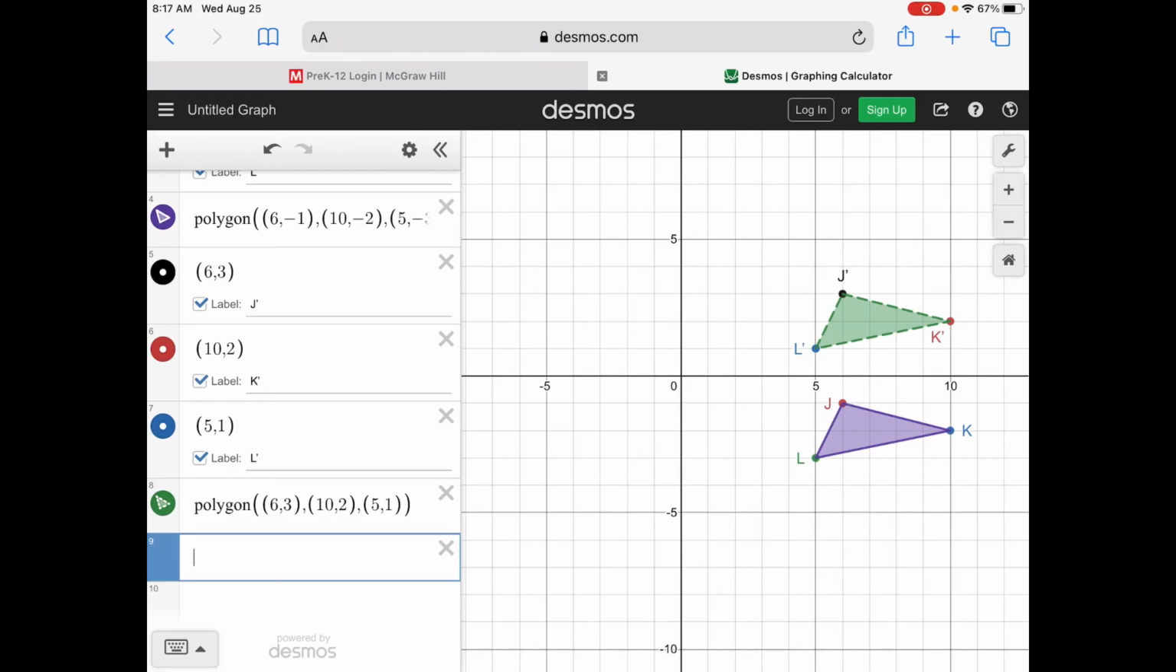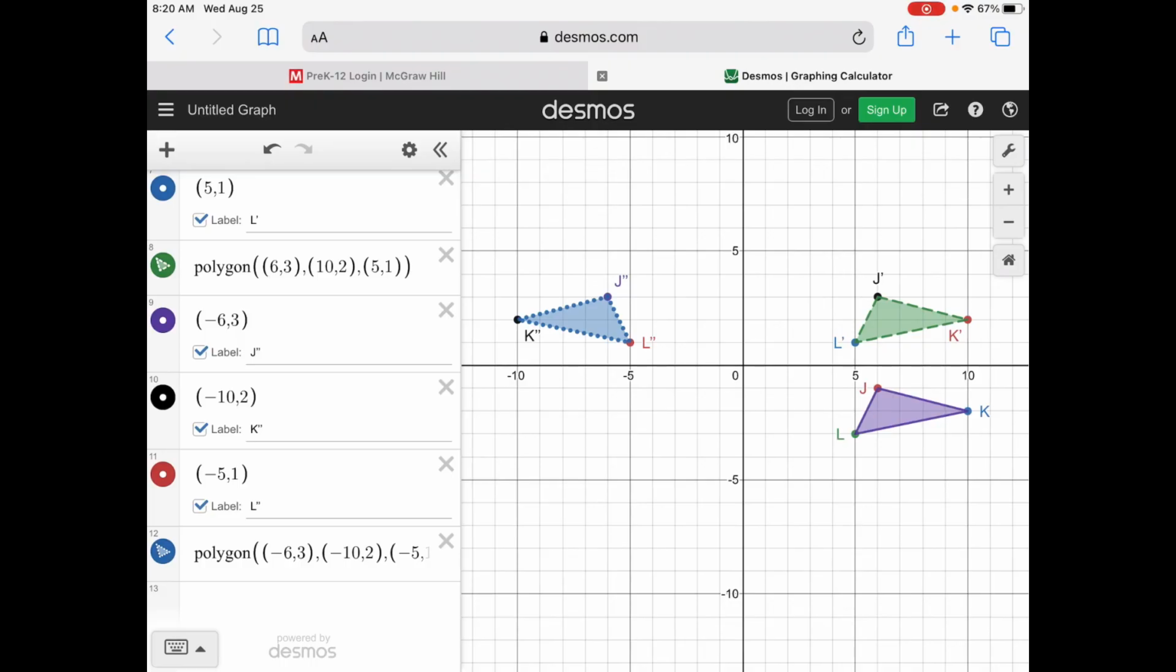A translation, remember, is a slide. So we slid this triangle upwards, kind of like sliding, like I mentioned before. And now I'm going to show you our final product, which is the reflection. So now we're going to reflect this green triangle over the y-axis. All right, so now I have my original pre-image, which was the purple triangle. I slid it up after the translation and it became that green triangle, J prime, K prime, L prime, and then I reflected it over the y-axis, and it became this blue triangle, J prime prime.